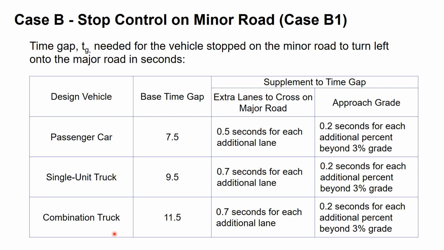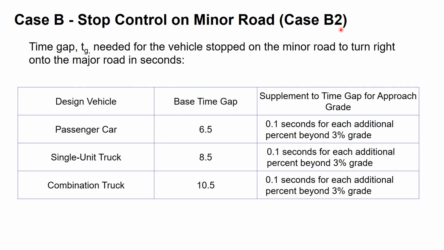We need to adjust that time gap depending on 2 scenarios: if there are extra lanes to cross, or if there's an approach grade that's greater than plus or minus 3%. So for our extra lanes for the passenger car, we're going to add an extra half of a second for each additional lane. And for the single unit truck and combination truck, 0.7 seconds for each additional lane that needs to be crossed. On our approach grade, it's 0.2 seconds for each additional percent beyond plus or minus 3% in grade.